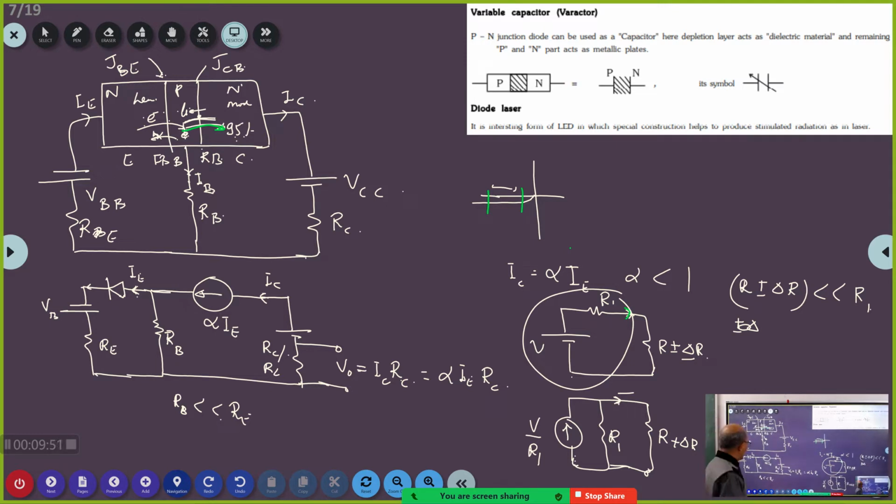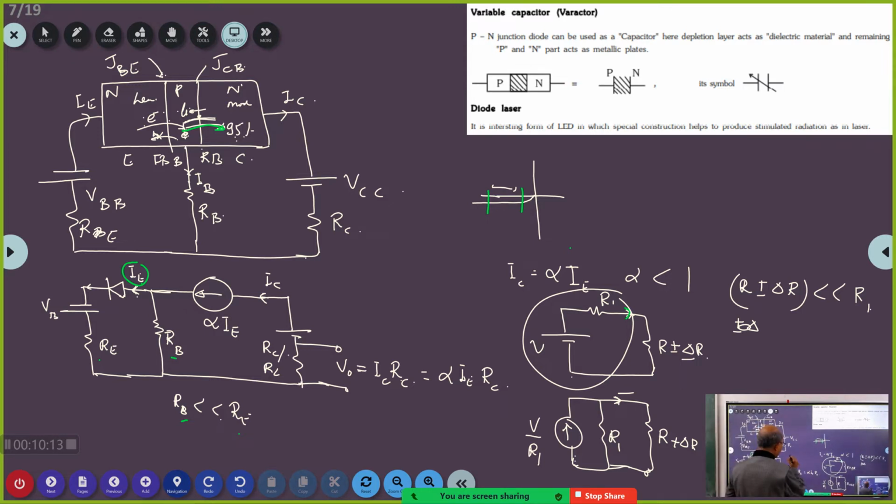So now I can consider this current under the same circumstance. That is, this RB is very, very small compared to this RE, and therefore I can consider IE to be constant. Agreed? Yes, sir. You have to keep your mic on and tell me yes sir, no sir. I want to be convinced that you are understanding.